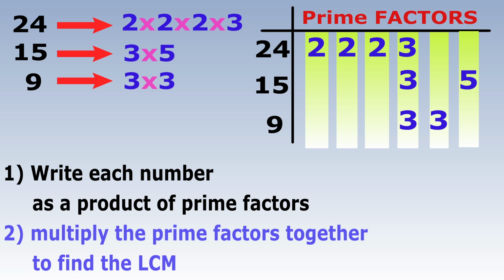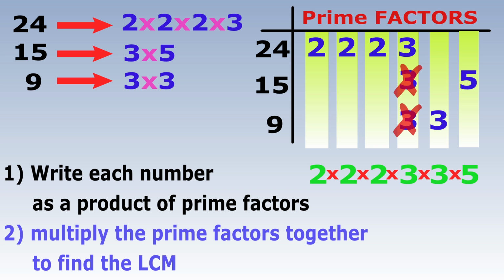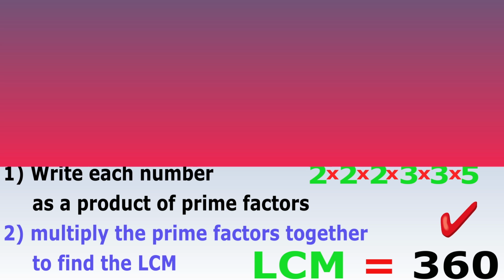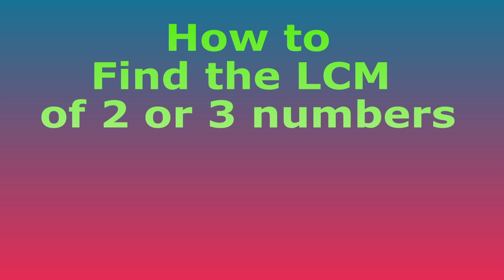We calculate the lowest common multiple by multiplying all of the columns together. First column times second column times third column, etc. If a prime number appears more than once in the same column, we ignore the duplicates and just use the number once. So multiplying the columns gives 2 times 2 times 2 times 3 times 3 times 5, which equals 360, and that's the lowest common multiple of 24, 15 and 9, as we saw when we had all of the numbers written out. So that's how you find the lowest common multiple of 2 or 3 numbers.